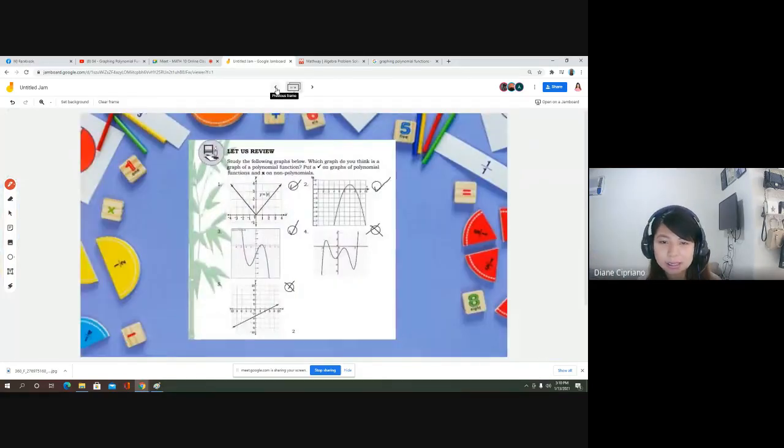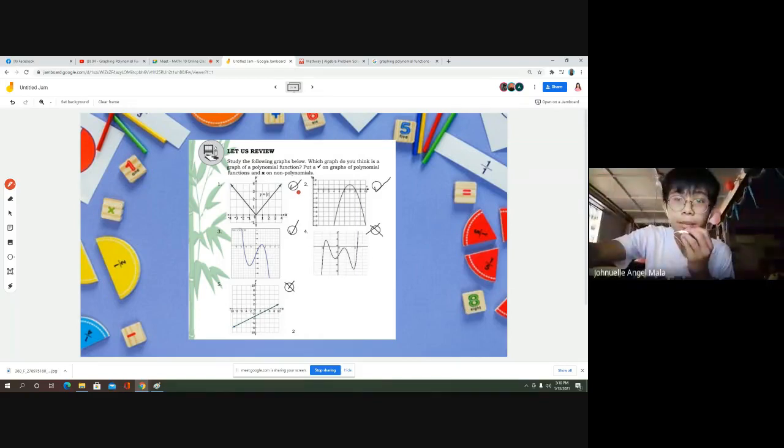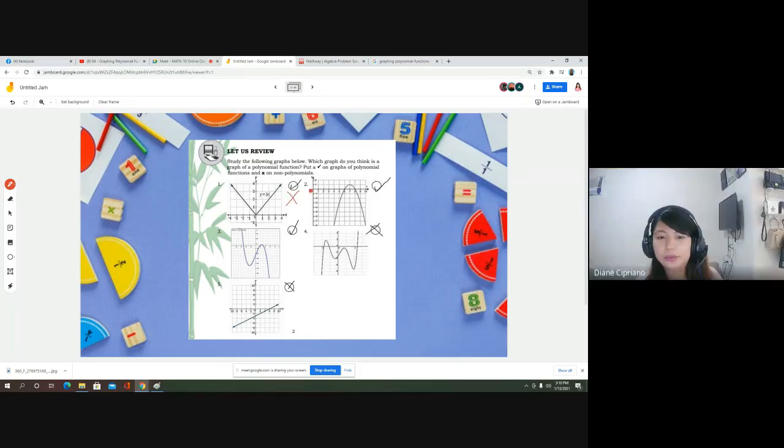So, let's see. On our example number 1, back to our review. Angel, is it a polynomial or a non-polynomial graph? Not polynomial, ma'am. Yes, non-polynomial, because it has an endpoint, so it is not a smooth curve. How about number 2? It is a polynomial function because it has a smooth curve. And this one is not a polynomial function. It is linear because it is a straight line.